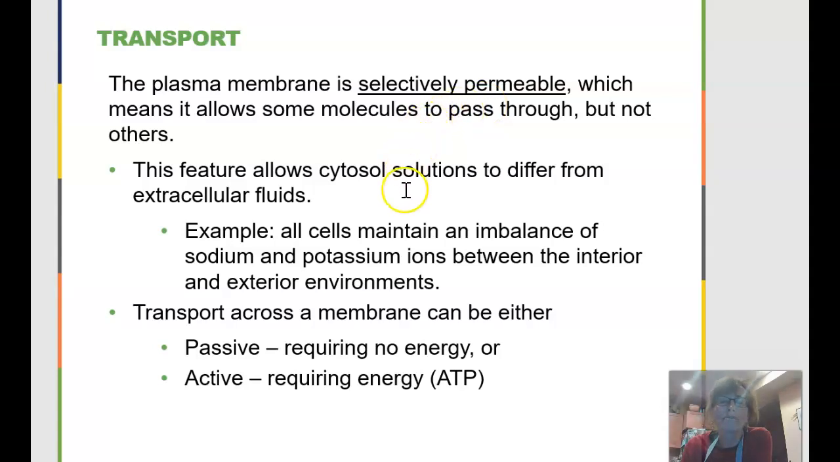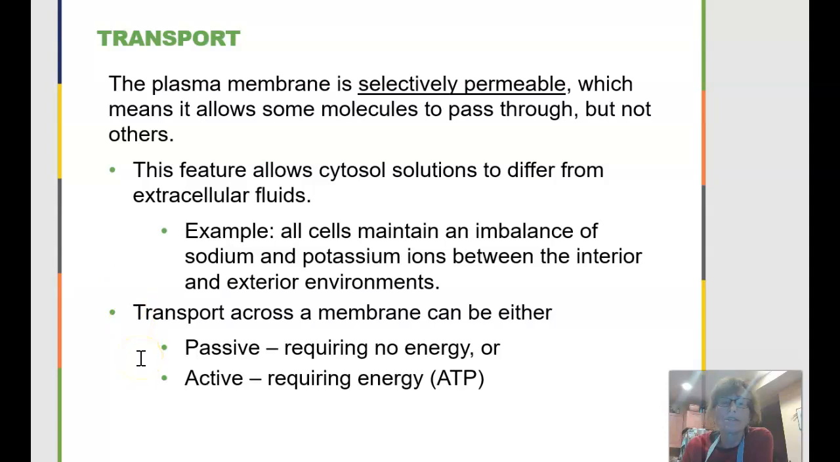This is going to allow certain types of fluids to move easily. And when we say fluids here, very often what we're really referring to are different things in solution, right? So solutes dissolved in solution. One example of that is that cells actually try to maintain an imbalance of sodium and potassium ions on different sides of the membrane, and we'll see why that's really important.